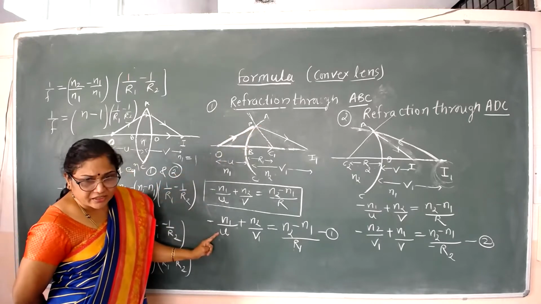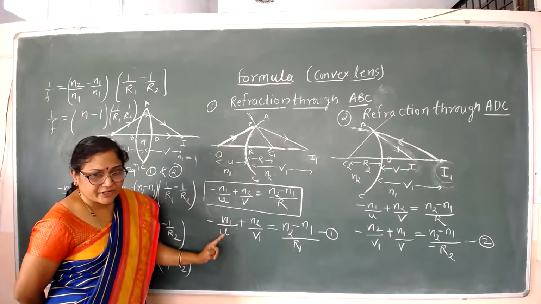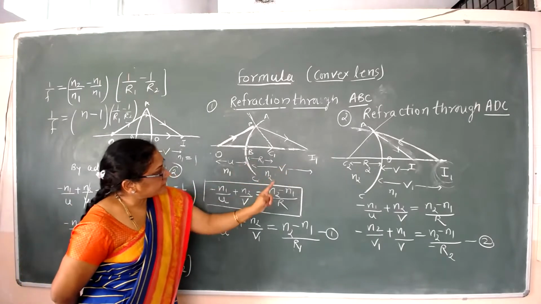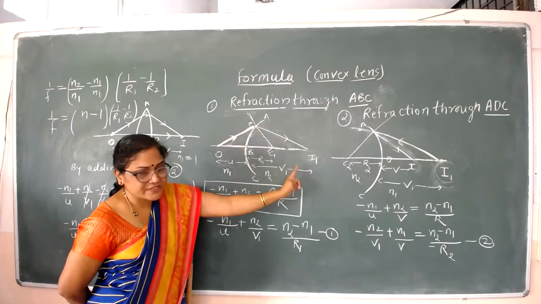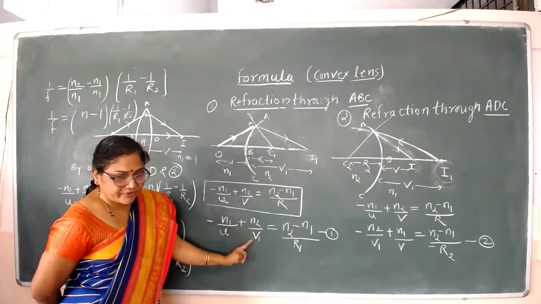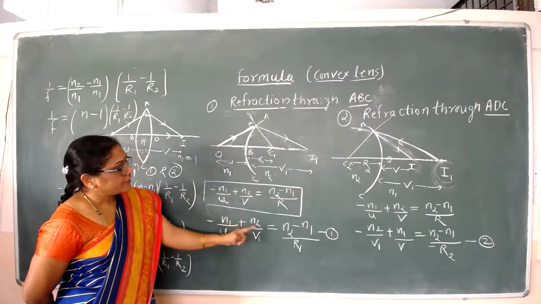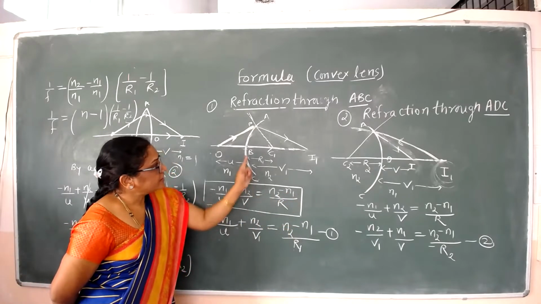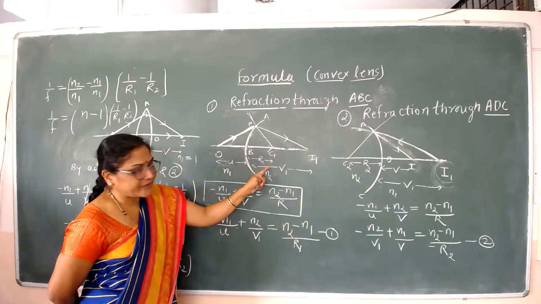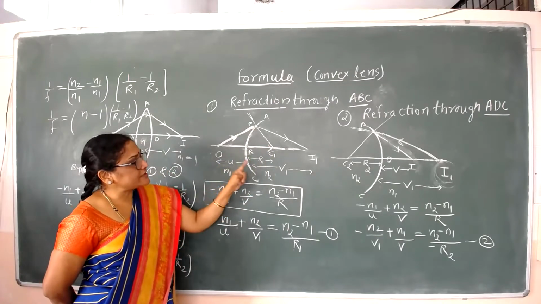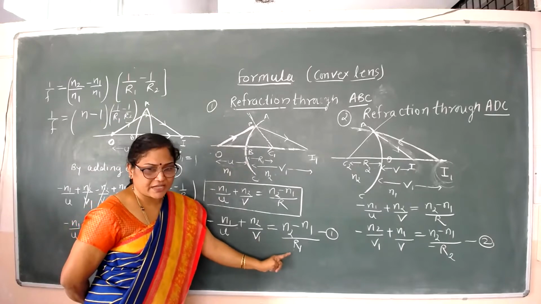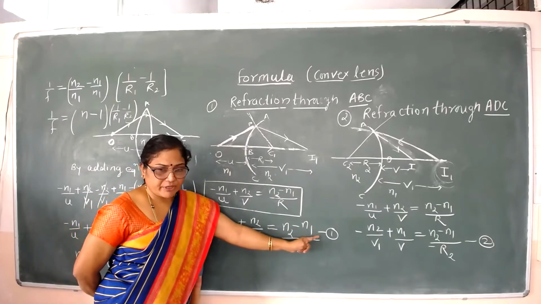So we consider here minus U, that is minus N1 by U, plus N2, where the image is found, and the image direction is the same as the incident ray direction. So we consider here V1. So this is plus V1, equal to N2 minus N1 divided by the radius of curvature for the first spherical surface. Both are in the same direction. According to the Cartesian sign convention, this is plus R1. So this is equation number 1.